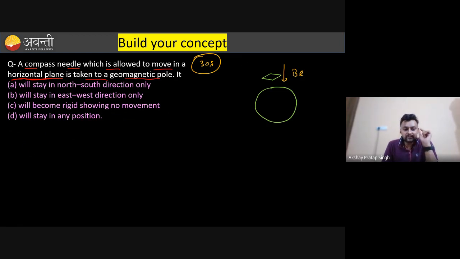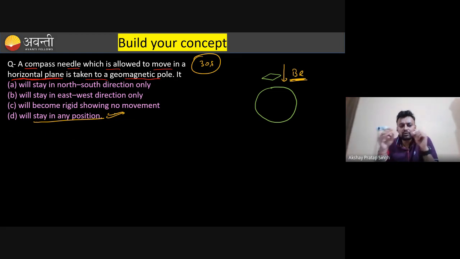So can I say that this magnetic field has nothing to do with the magnet? This Earth's magnetic field has nothing to do with the magnet, because my magnet is not going to follow its commands, as it is just free to move in the horizontal direction, but the magnetic field will try to move it in the vertical direction. So again, it will follow its own command. Whatever it wants to do, it will do. It will stay in any position. Again, option D is correct.